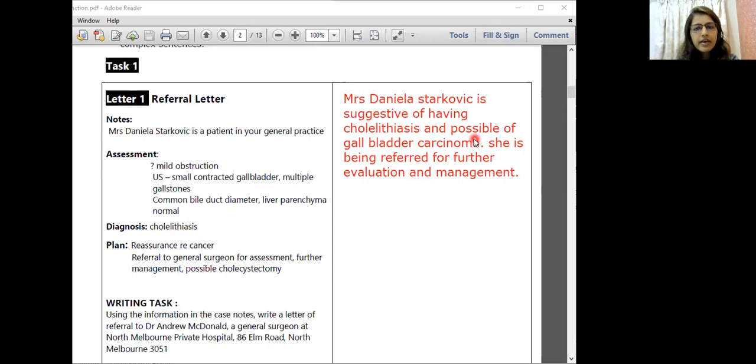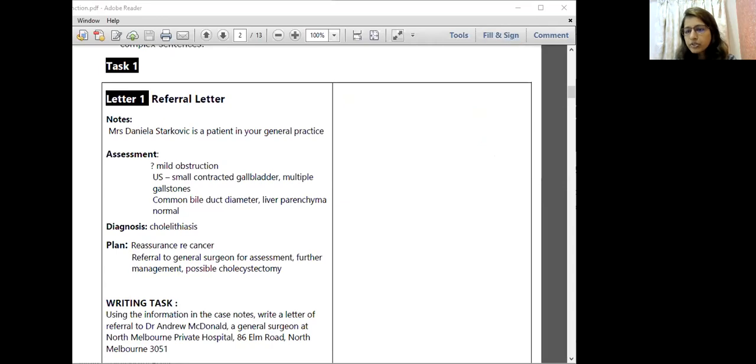Okay. So that is where, when I said the case notes will be given in note form, your ability to understand them is being assessed, whether you are able to interpret them correctly or not. So if you say possible gallbladder carcinoma, that's a misinterpretation because it says reassurance regarding cancer. We have reassured that this is not cancer. And I wouldn't say "possible of", I would say "possibility of", in any case, if I wanted to use the word with diagnosis.